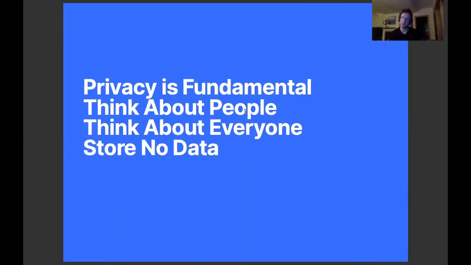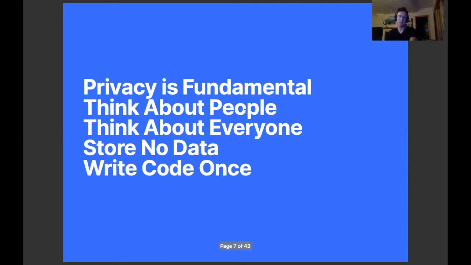Something that makes Signal unique is our end-to-end encryption, where we can't analyze or recover your data. And I think that that commitment to minimizing any sort of data that's stored anywhere on any systems is something that you should also take and move forward with.